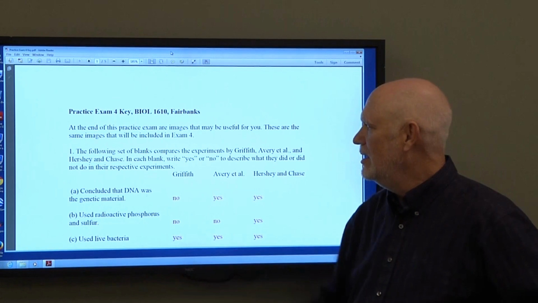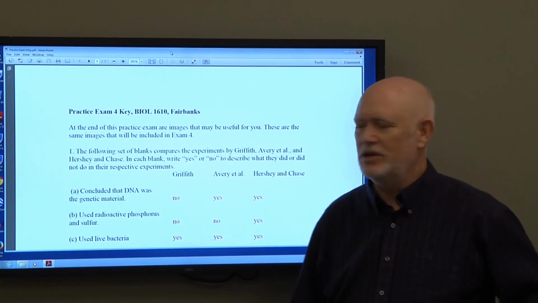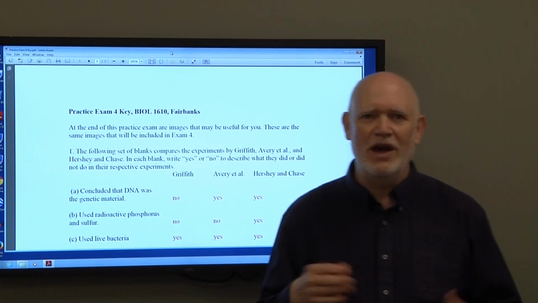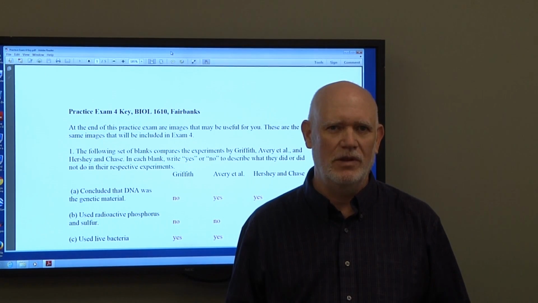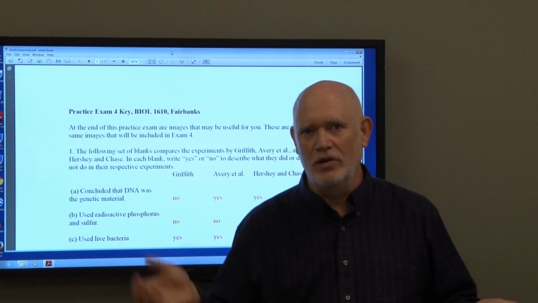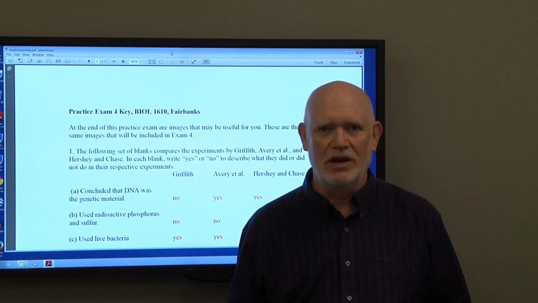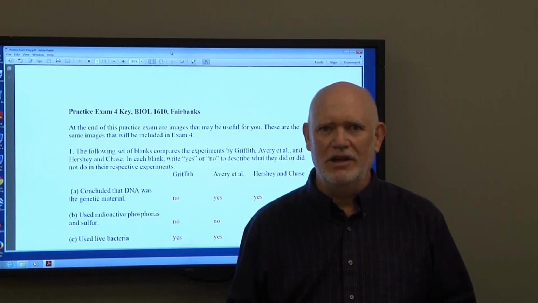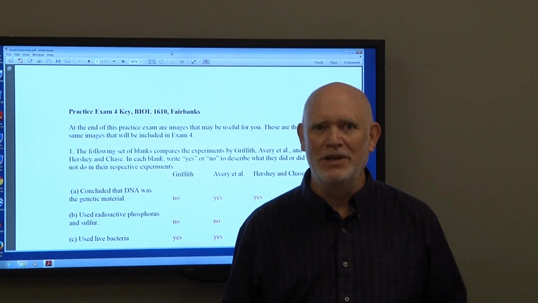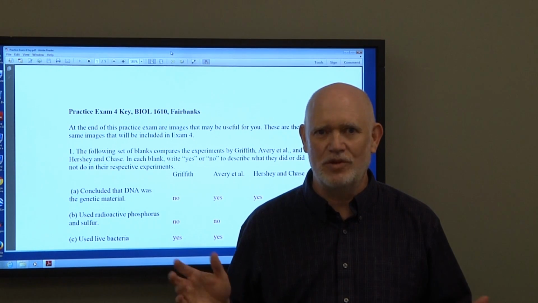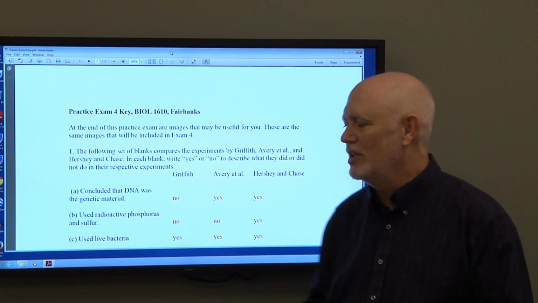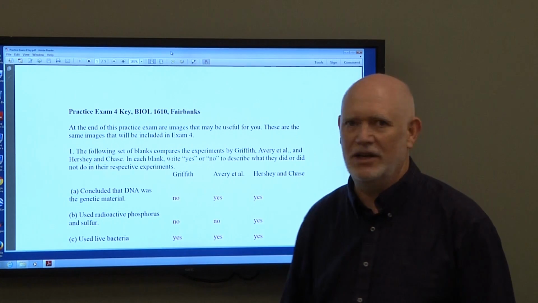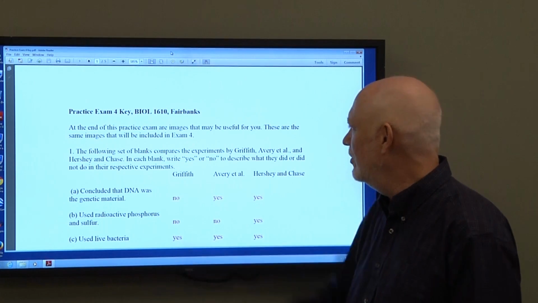One is they concluded that DNA was the genetic material. Well, Griffith only found that there was a transforming principle that was inherited. He did not know what the substance was. He was trying to find it when a German bomb hit his laboratory, and he was tragically killed as a result. Therefore, he never concluded that DNA was the genetic material, so you put no there.